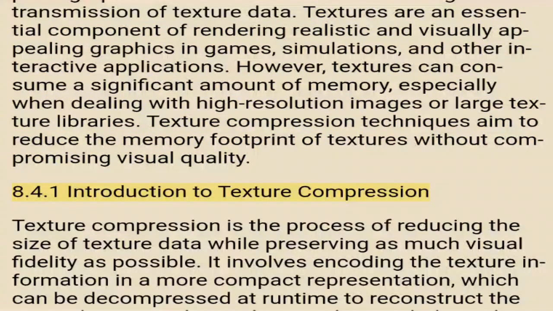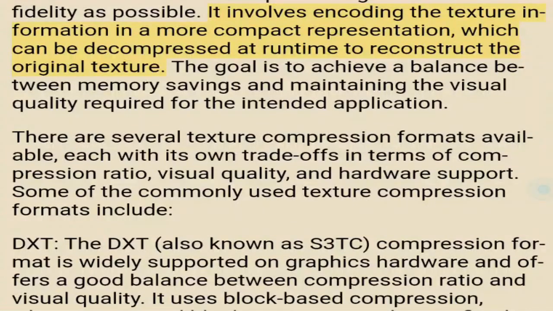8.4.1 Introduction to texture compression. Texture compression is the process of reducing the size of texture data while preserving as much visual fidelity as possible. It involves encoding the texture information in a more compact representation, which can be decompressed at runtime to reconstruct the original texture. The goal is to achieve a balance between memory savings and maintaining the visual quality required for the intended application. There are several texture compression formats available, each with its own trade-offs in terms of compression ratio, visual quality, and hardware support. Some of the commonly used texture compression formats include DXT.